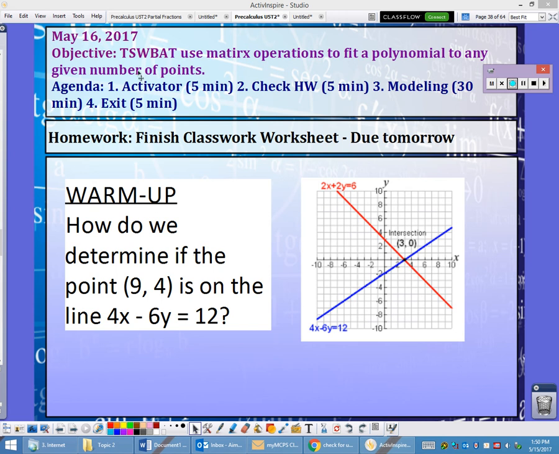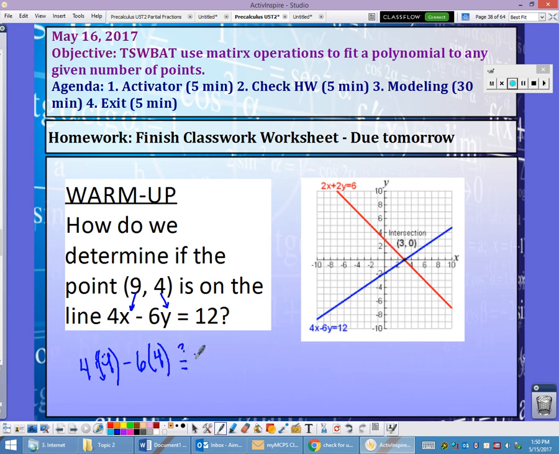Okay, so now how do we determine if a point is on a line? What we want to do is take the value of 9, which is our x value, and plug it in for x, and then take our value of 4, which is our y value, and plug it in for y. So I'm going to get 4 times 9 minus 6 times 4, and I want to know if that equals 12.